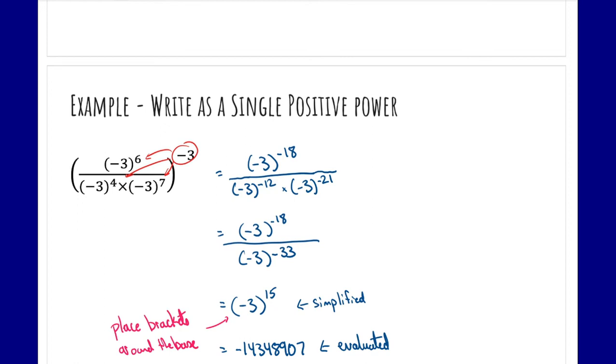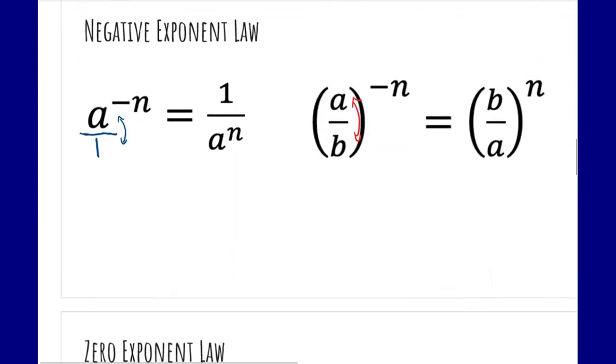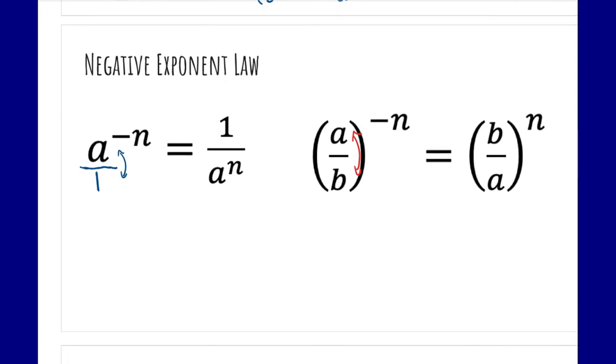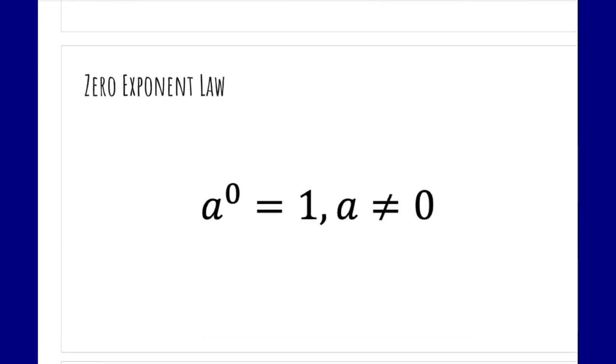So again, the main idea though is understanding our couple laws. One, the negative exponent law, the rule for what we do when we have negative exponents to convert them to positive exponents, and what happens when we have an exponent of 0.